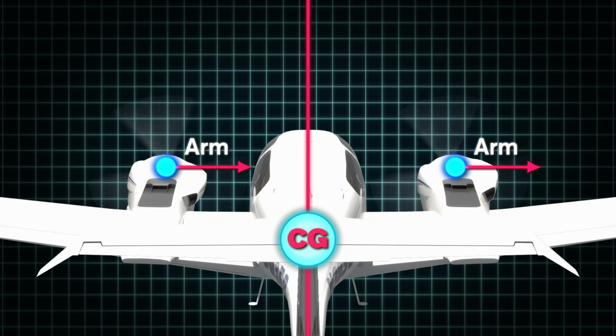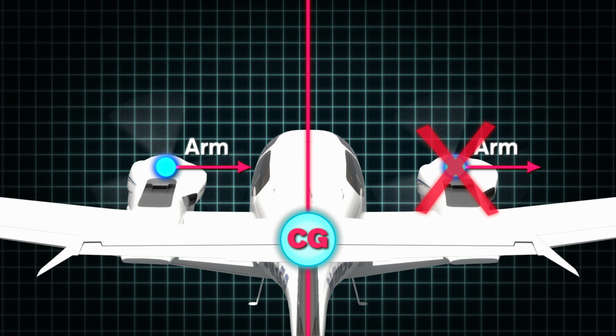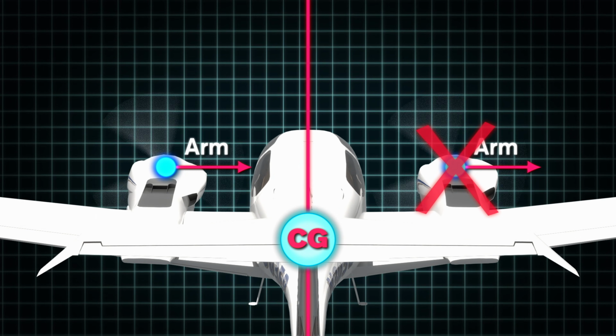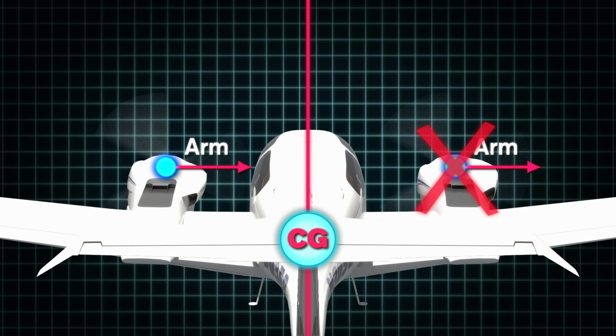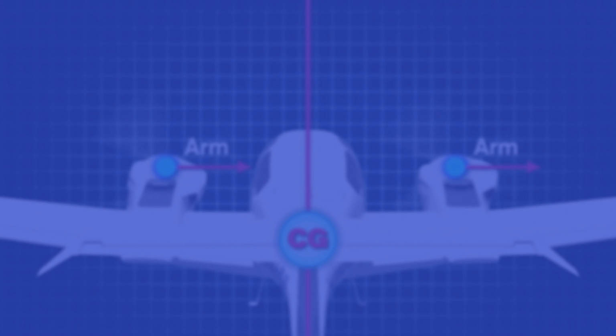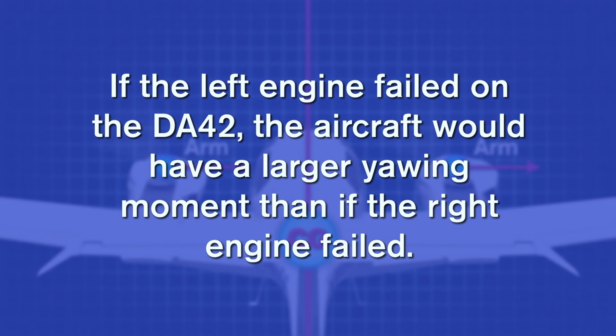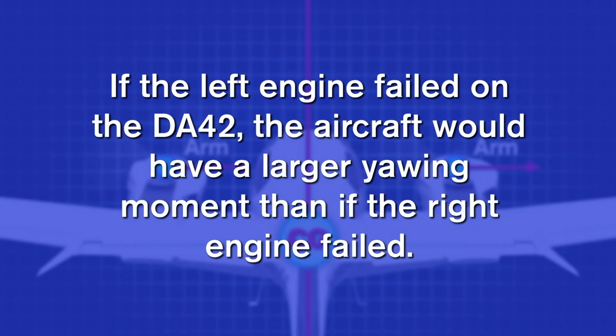In contrast, if the right engine were to fail, the arm of the descending blade to the center of gravity is much shorter. This will result in a lesser yawing moment. In other words, if the left engine failed on the Diamond 42, the aircraft would have a larger yawing moment than if the right engine failed.